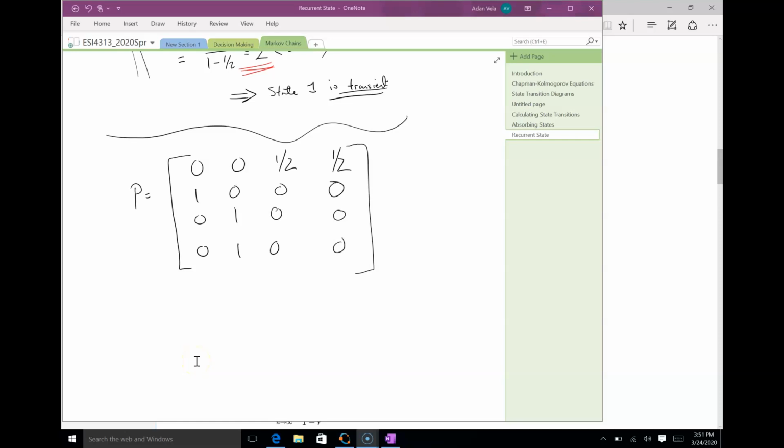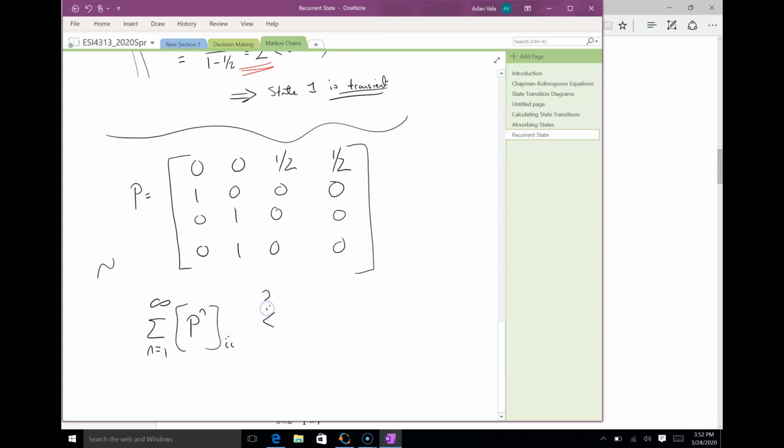Okay, so what I'm going to do here is show that the Markov chains in the last video were recurrent, by looking at the summation of n equals 1 to infinity of P to the n, and then pulling out the individual values and checking: hey, is this equal to infinity or not? All right, so we'll start with this first example.